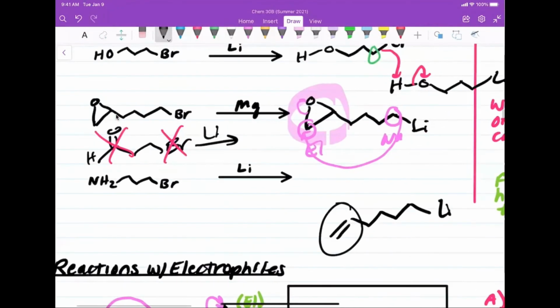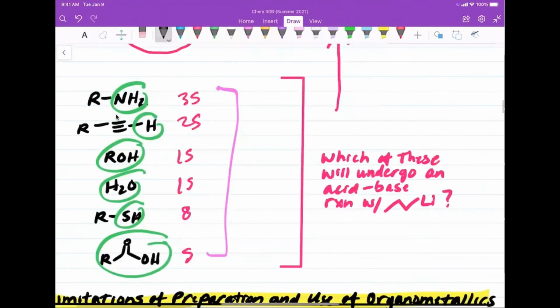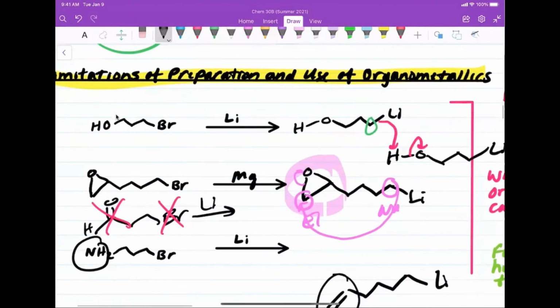And then finally, here's just another example of an acidic proton. Remember, all of these protons up here can be readily deprotonated by an organometallic reagent. So we don't want to have them around while we're trying to either make or use that organometallic.